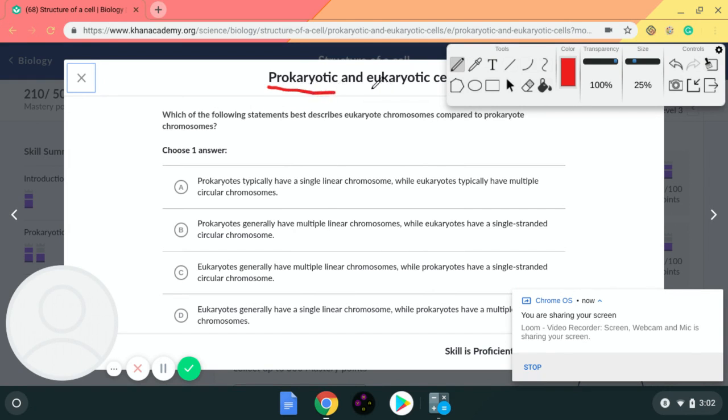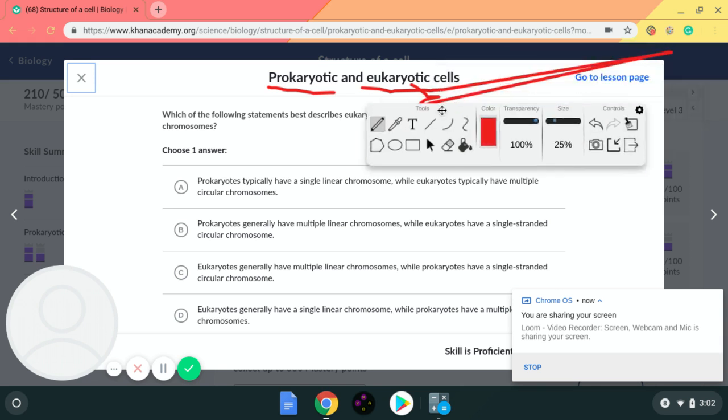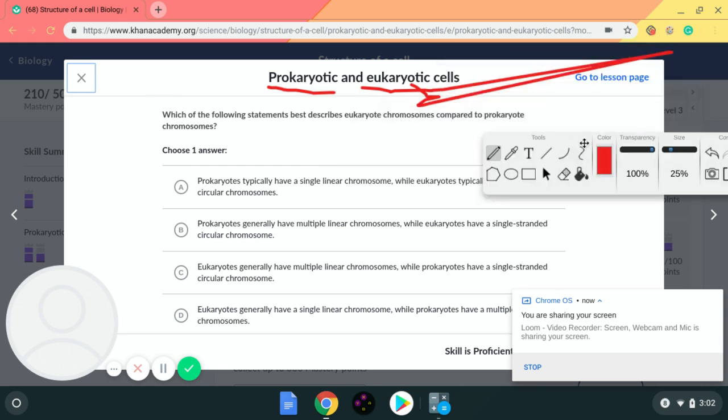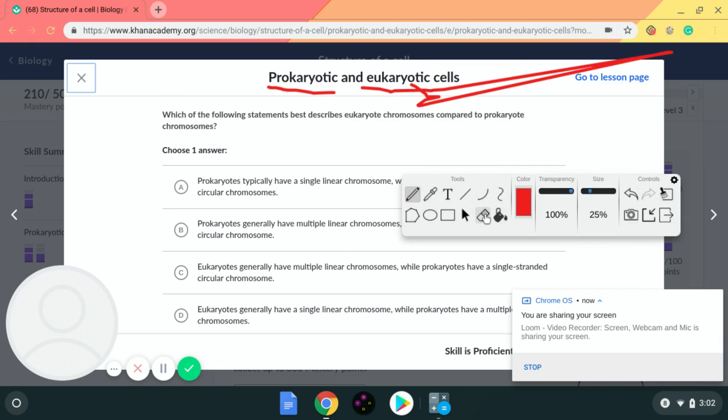Prokaryotic and eukaryotic cells. Hold on. Well, you can't really see past the thing, and I'm not exactly sure how to move it. Oh. Okay, then. It's as easy as that. Well, let's move these out the way first.